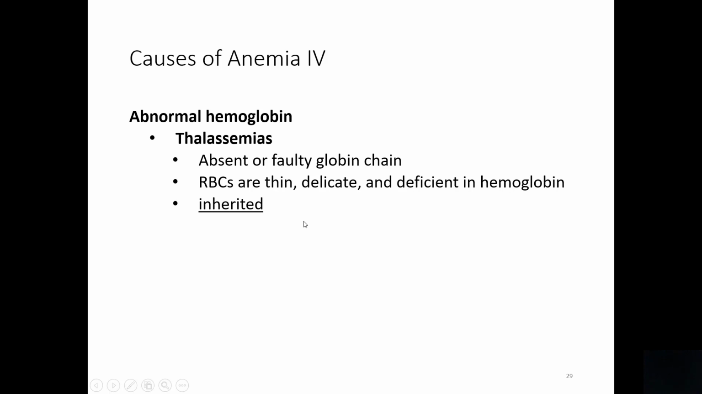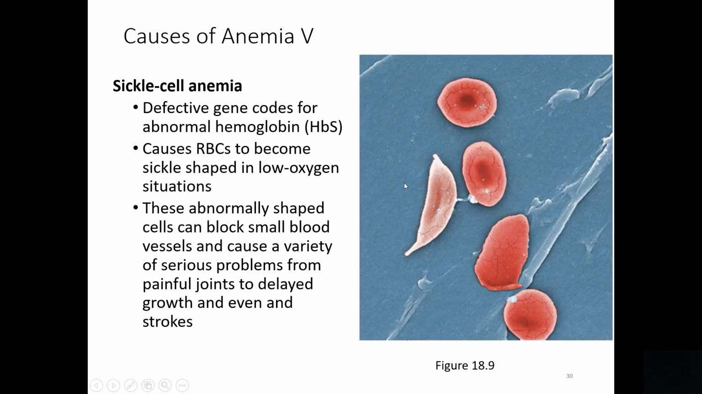Sometimes there is enough hemoglobin, but it's abnormal. For example, in case of a genetic hereditary condition, thalassemia, there are a lot of red blood cells, but they are thin, they are delicate, and they do not have enough hemoglobin inside of them. So they cannot carry enough oxygen.